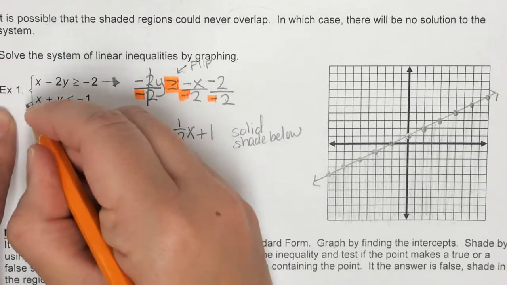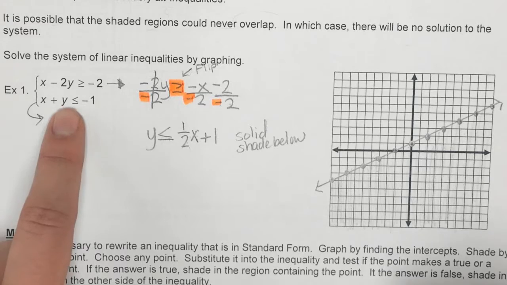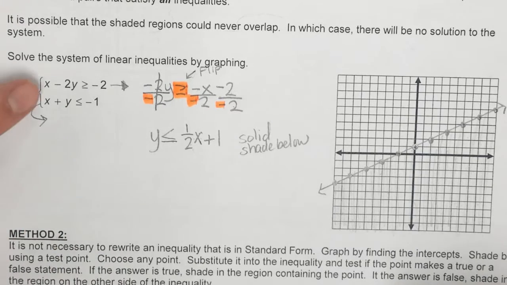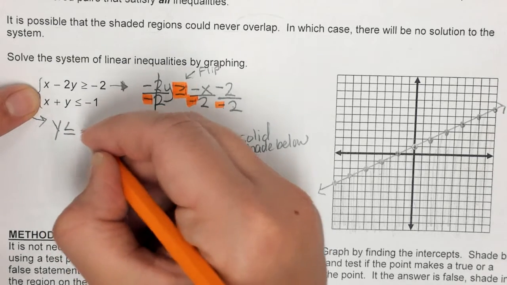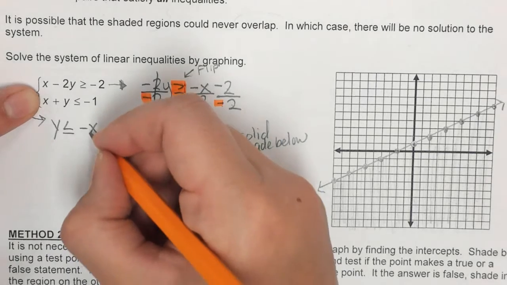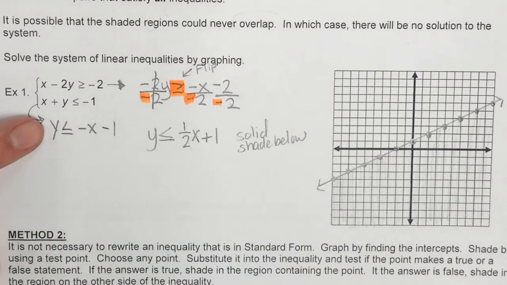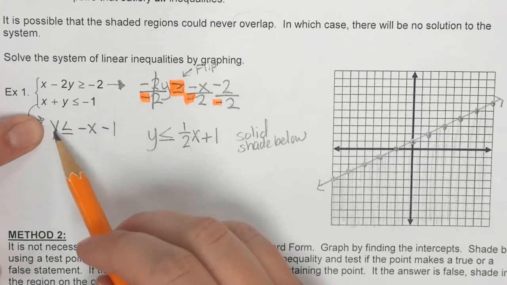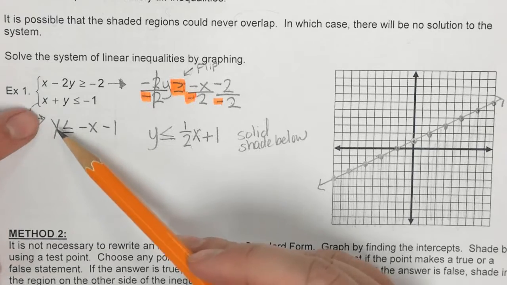So I'm going to do the same thing with this one. I'm going to get y equals, right? Y by itself. So we're going to move the x to the other side. So y is less than or equal to. And remember, when x moves, it changes signs. So that's now negative x minus 1. And I see my y is already by itself, so I'm okay. I don't have to divide by anything.